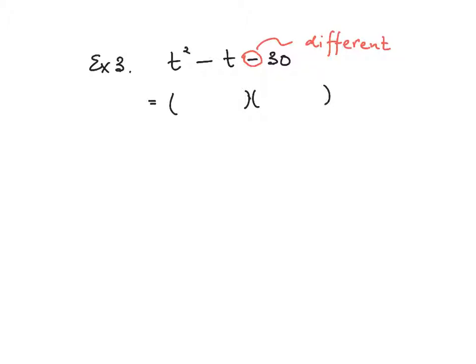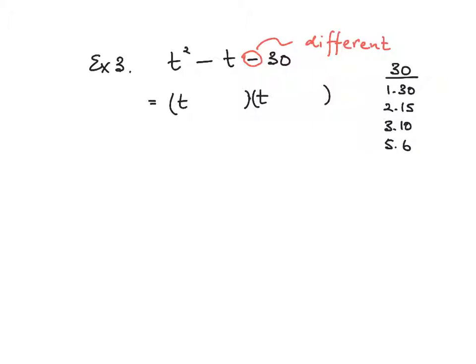What times itself gives us t squared? It's going to be t and t. We're not ready for the signs yet. We want to find the factors of 30. So 1 times 30, 2 times 15, 3 times 10, and finally 5 times 6.